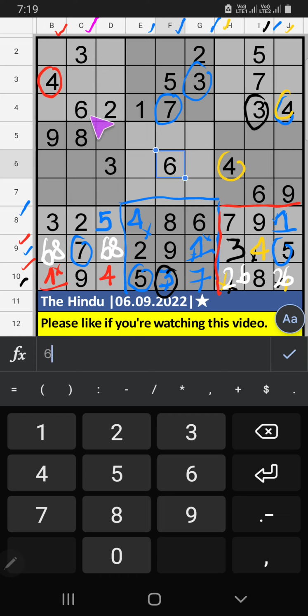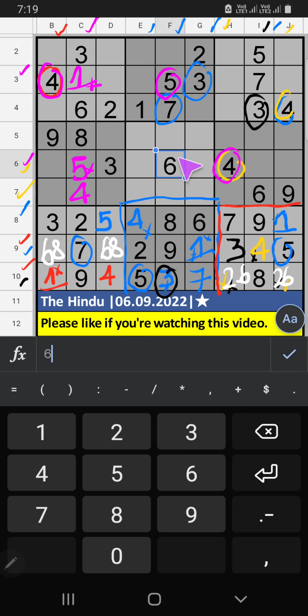Column C, 3 numbers are remaining, 4, 5, 1. 3rd row, we have 4 and 5. So 4 and 5 can't come in this cell, it will come in one of the two cells. 6th row, we have 4. So 4 can't come in the cell, 4 is confirmed here. Then 5 is here. Then only one number is remaining, 1. 1 is confirmed here.